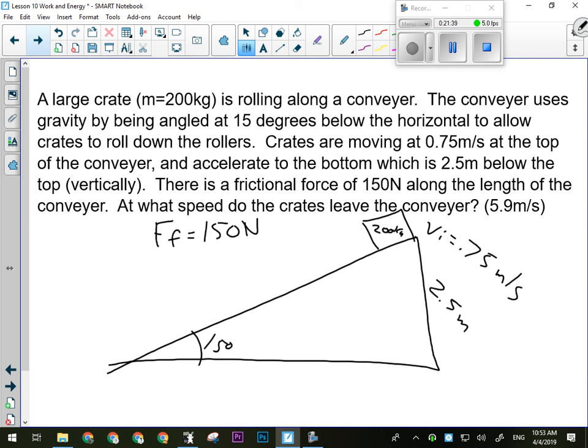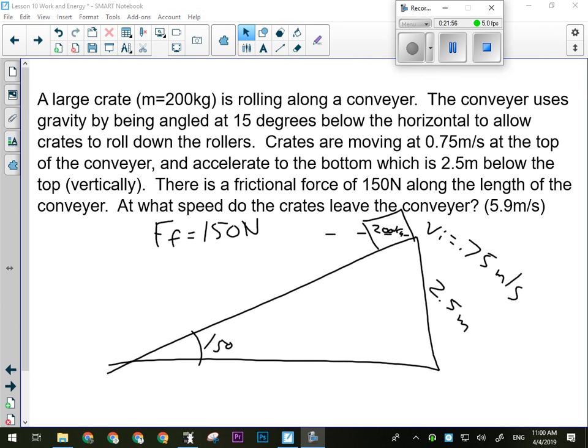So think similar triangles. That angle's 15 degrees, so is this one, right? If I'm at the bottom, it's angled 15 above. If I'm at the top, it's 15 below, right? It's the same. Is everyone okay with that? Sorry, I probably should have explained that. Okay, all right, give it a try there.